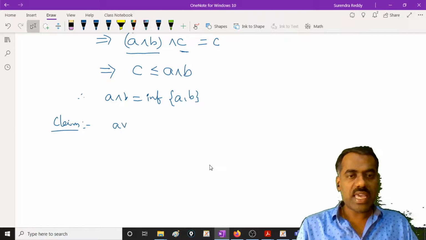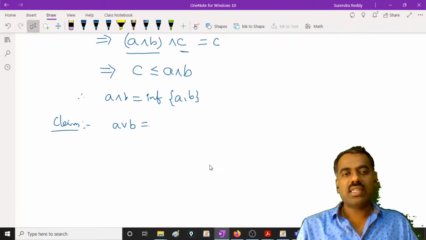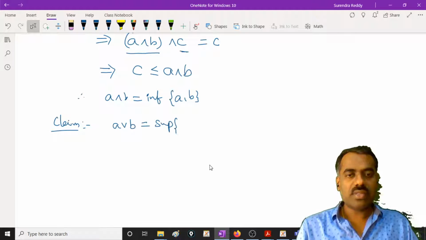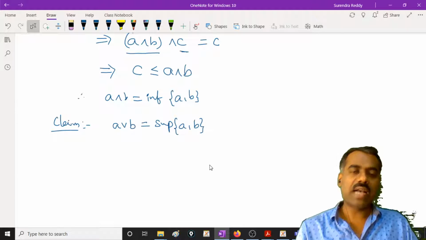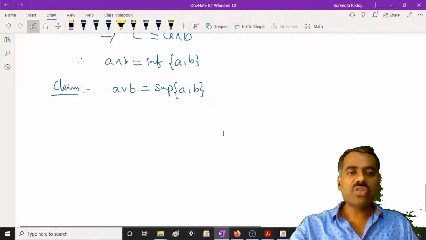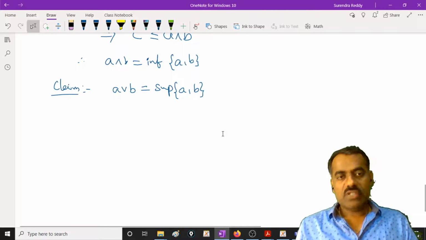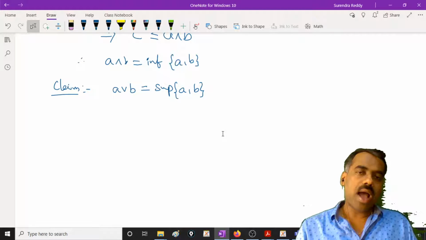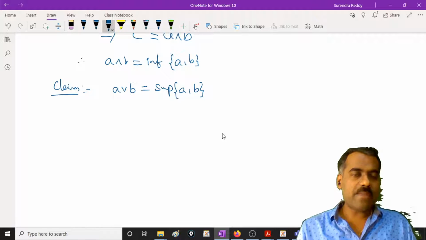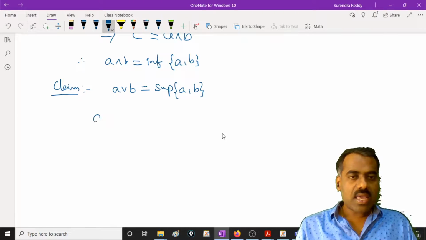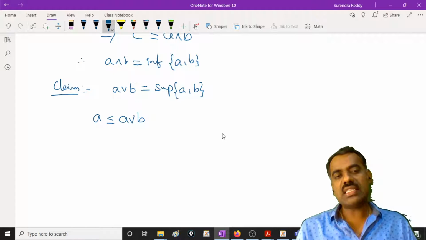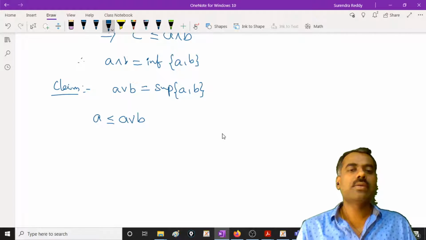Now, similarly, we will try to prove another one, which is A join B. We will show that A join B is nothing but the supremum of these two elements A comma B. So the first thing we should do here is show that A join B is an upper bound for A and B and it should be the least upper bound. So why is A less than or equal to A join B? Can somebody tell why?